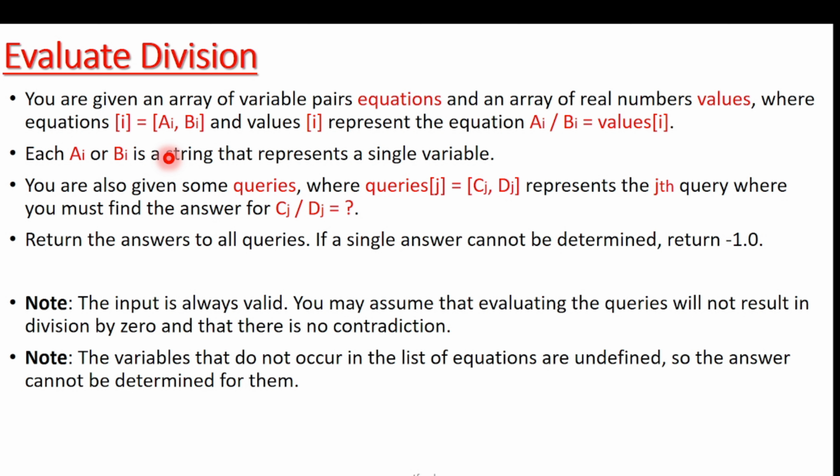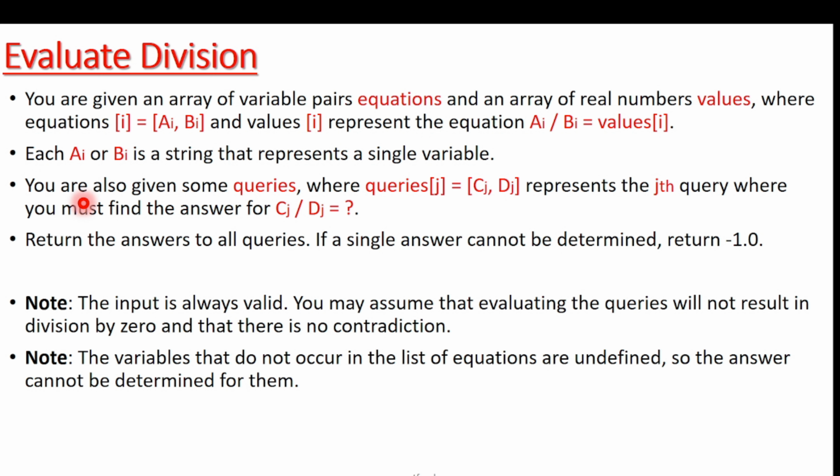We are given an array of variable pairs called equations, and an array of real numbers called values. Equations at i is a pair, ai and bi, and values at i represents the equation a of i divided by b of i, which is equal to values at i. Each ai and bi is a string that represents a single variable.